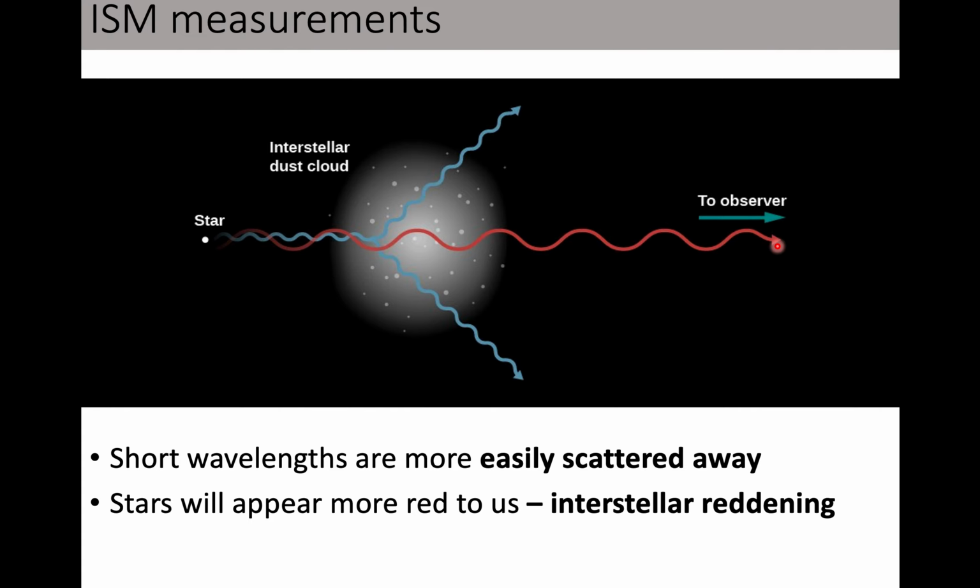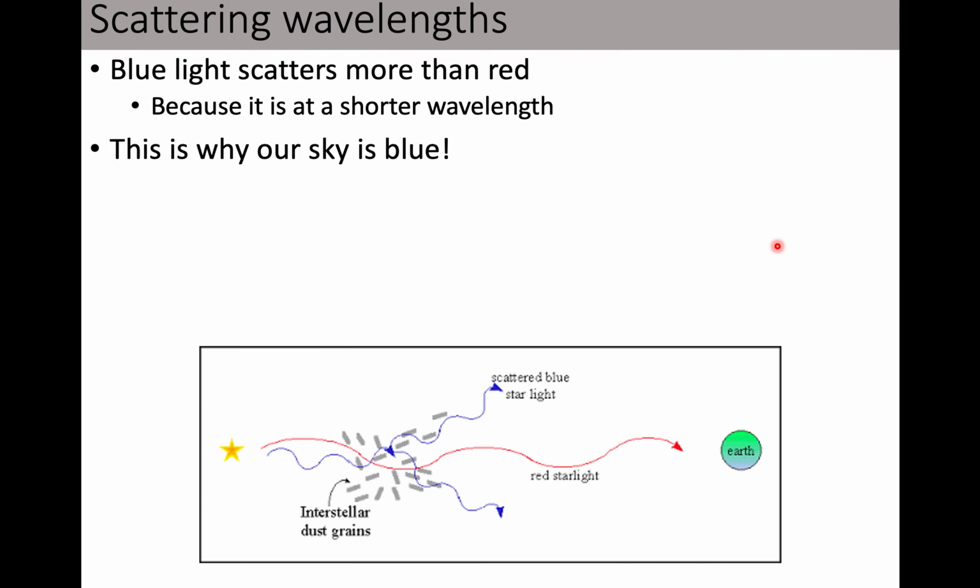So these stars, they will appear to be more red to us. This we call interstellar reddening. The scattering of wavelengths is actually something we observe every evening and every morning with sunrise and sunset. If we're thinking about the visible, blue light is going to scatter more than red because blue has a shorter wavelength. So this is actually why our sky is blue.